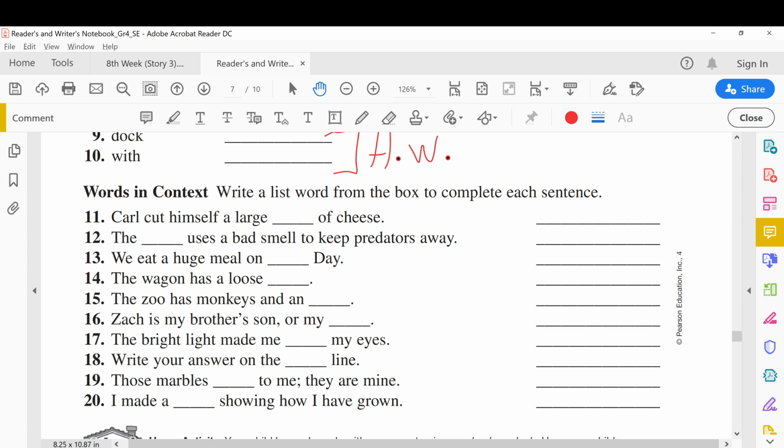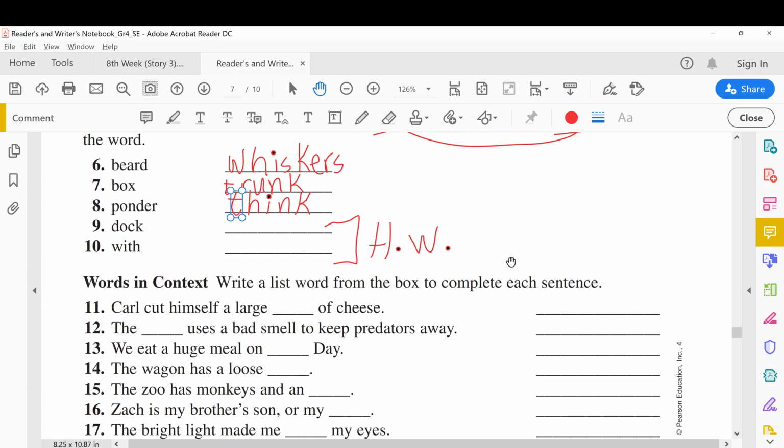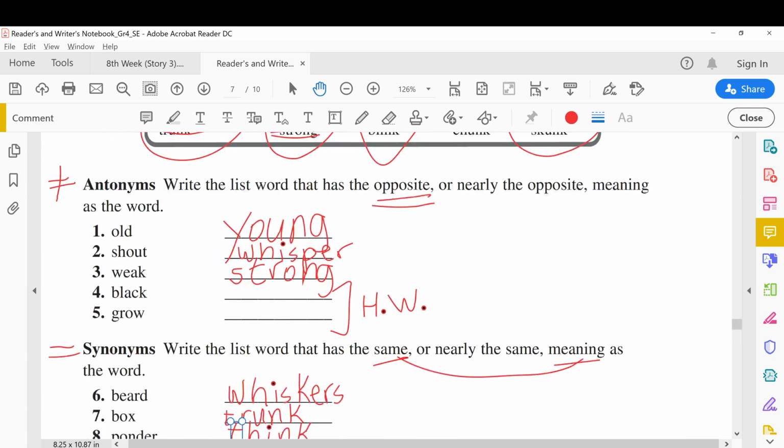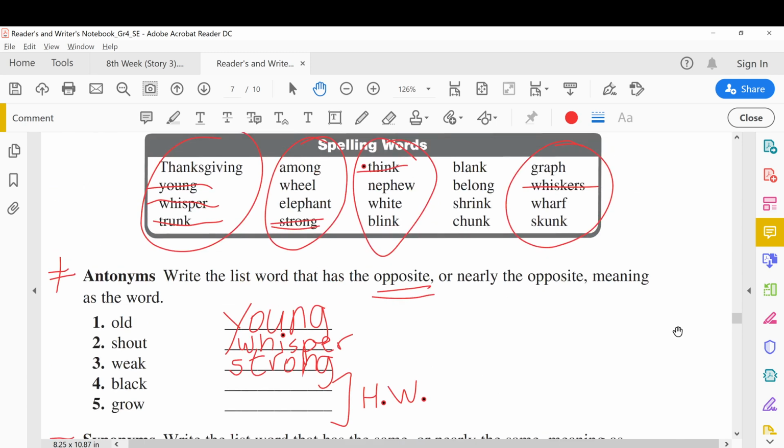So the same thing. Carl is a boy called Carl. Carl cut himself a large of cheese. I think you know large means big. Carl is a person. To cut is to divide something into pieces, for example, with a knife. Himself means for him, and you have cheese, like cheeseburger. So I think you know most of the words. So he cut a big of cheese, a big share, a big part, a big slice, a big piece.